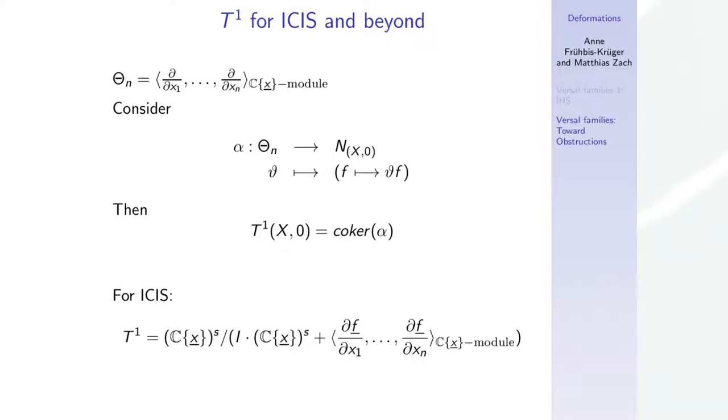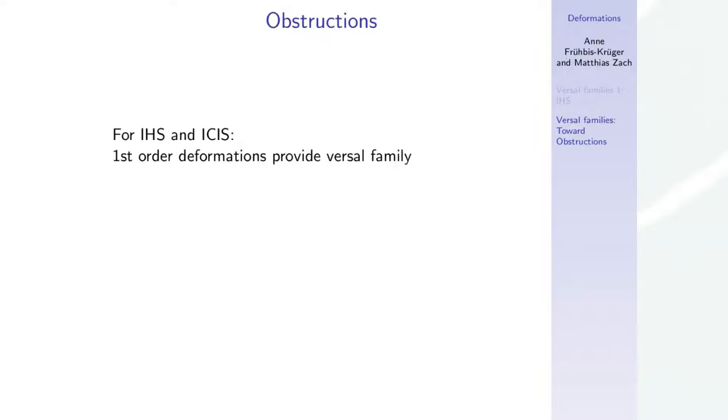For ICIS, there is of course an explicit description here where we have, first of all, the normal module, what we factor out for the normal module, and then the partial derivatives of our tuple f1 to fs. That f with the underline under it means that we look at the tuple in C{f, x} to the s. So we have an explicit description here, but we also have the general description up there.